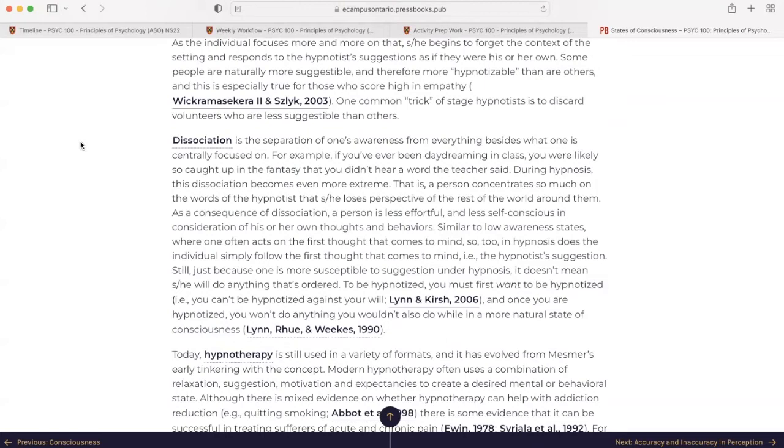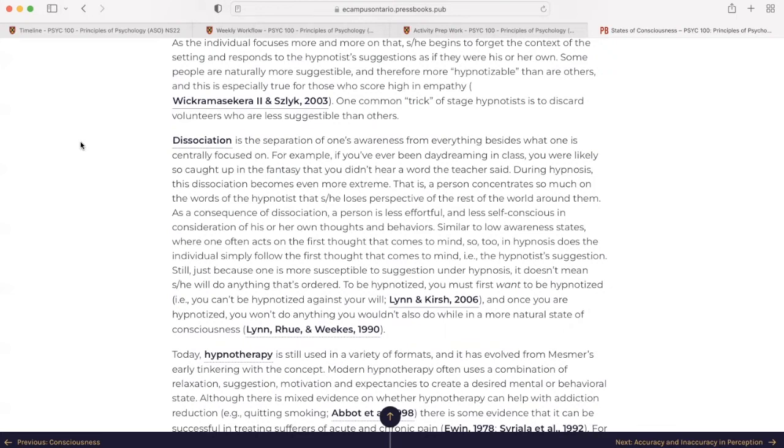During hypnosis, this disassociation becomes even more extreme. That is, a person concentrates so much on the words of the hypnotist that he or she loses perspective of the rest of the world around them. As a consequence of disassociation, a person is less effortful and less self conscious in consideration of his or her own thoughts and behaviors. Similar to low awareness states, where one often acts on the first thought that comes to mind, so too in hypnosis does the individual simply follow the first thought that comes to mind.